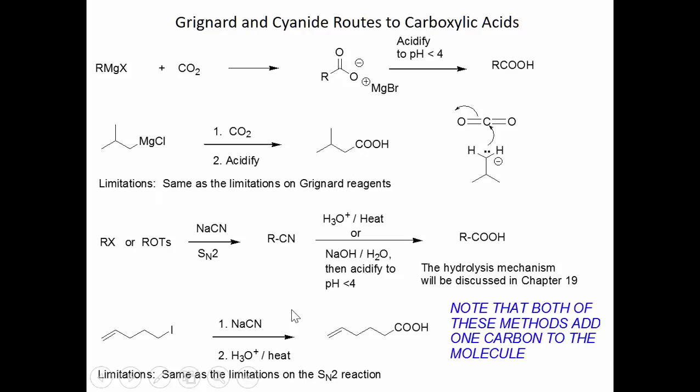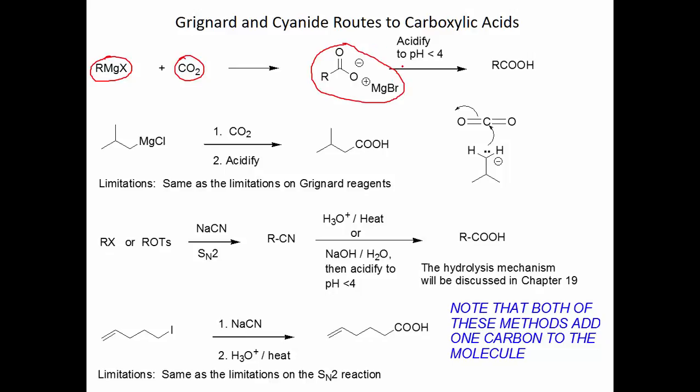All right, so let's look at some new methods that we're going to introduce in this chapter. We're going to introduce two methods. One is a Grignard-based method. If we take a Grignard reagent or an organolithium reagent and we treat it with carbon dioxide, we're going to get a carboxylate salt, a magnesium carboxylate salt.